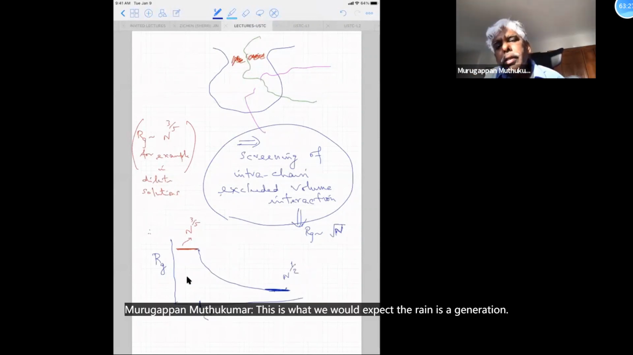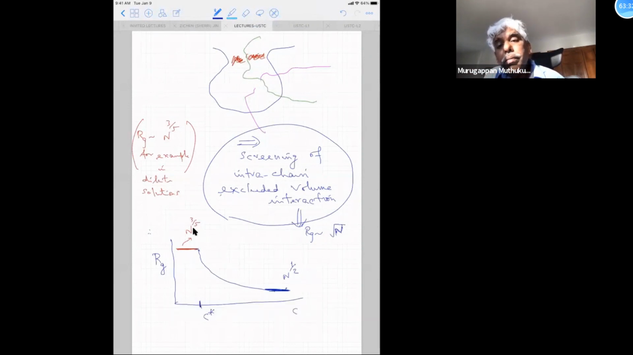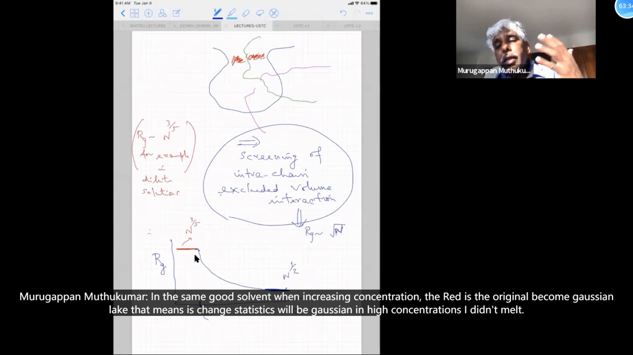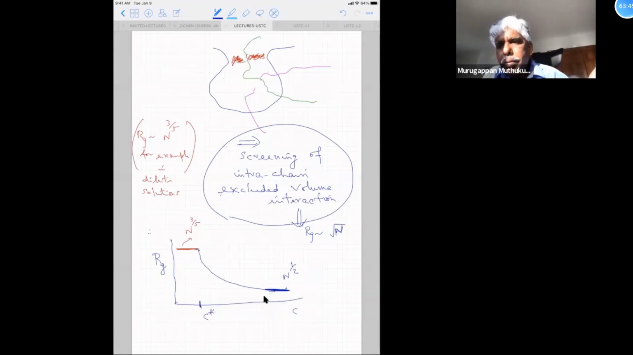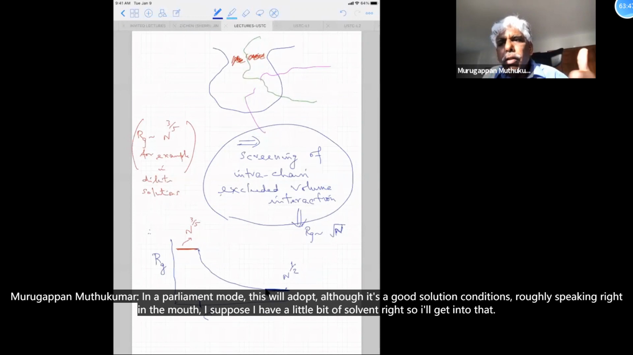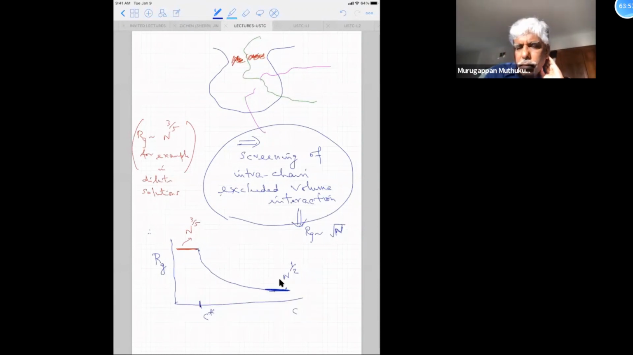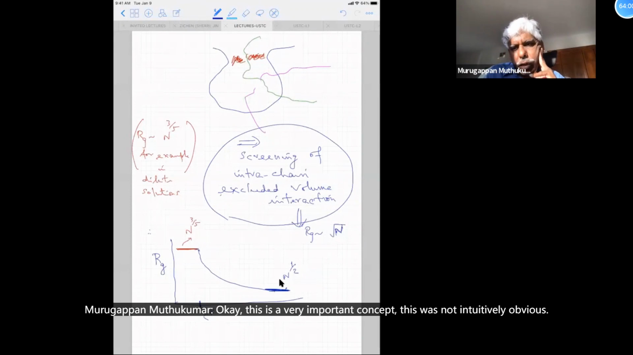The radius of gyration in a good solvent would be n to the power 3/5. In the same good solvent, when you increase the concentration, the radius of gyration will become Gaussian-like. That means the chain statistics will be Gaussian at high concentrations or in melt. In a polymer melt, although it's a good solution condition, the chain will adopt ideal statistics, roughly speaking. In the melt, I suppose I have a little bit of solvent, still I'll get the same. Okay, this is a very important concept. This was not intuitively obvious.